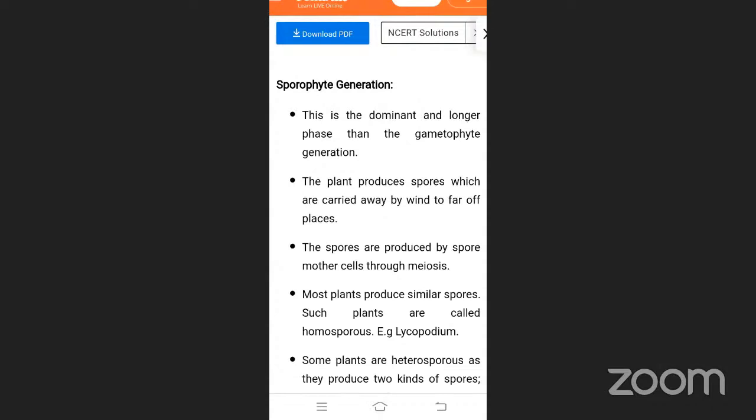Next one is the origin of the pteridophytes. The origin of the pteridophytes is a topic of long debate, and several theories have been proposed. There are mainly fossil evidences. The next one is the classification of the pteridophytes.